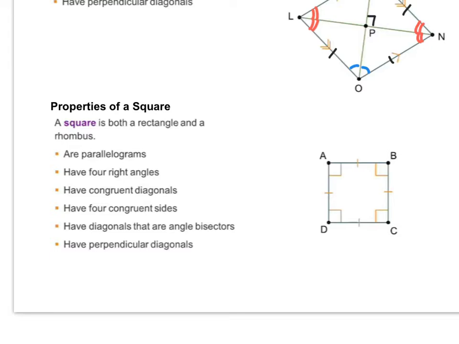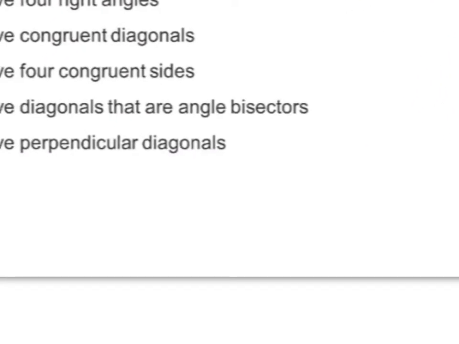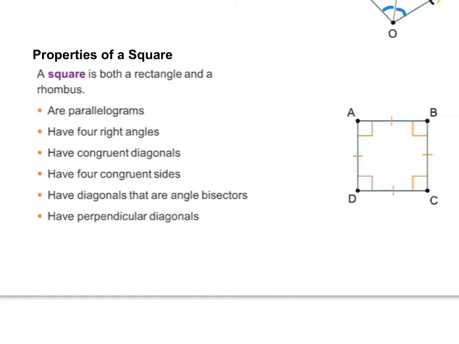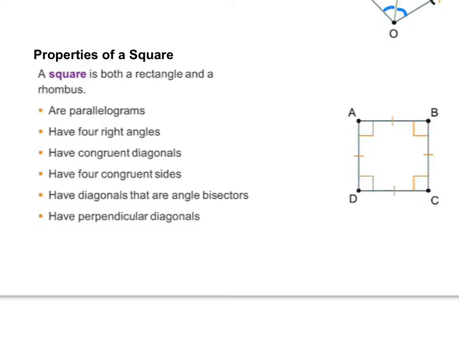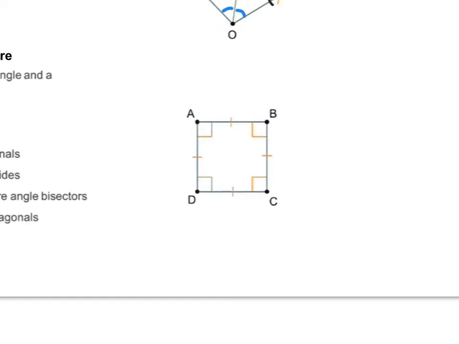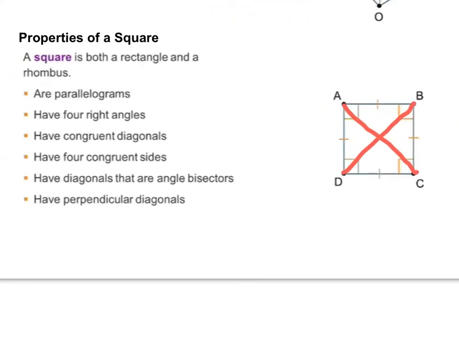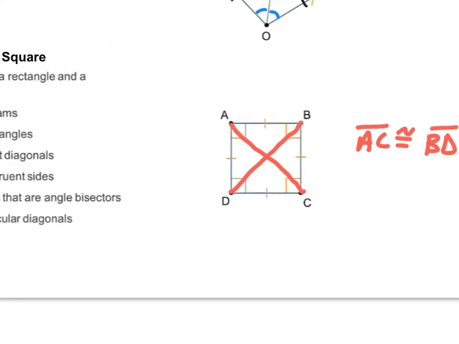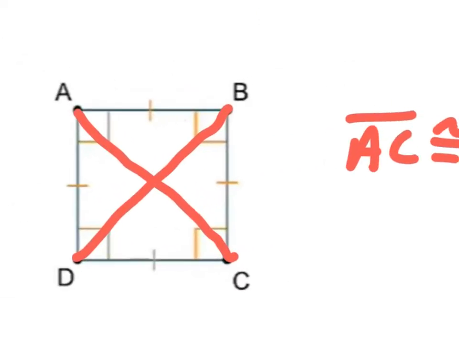Okay, a square is a combination of both a rectangle and a rhombus, okay? We know that a square is a parallelogram. All four angles are right angles, okay? They have congruent diagonals. So let me draw in some diagonals here as well. Okay, so we would know that AC is congruent to BD, as well. And the diagonals are also angle bisectors, okay, and they actually create 45-degree angles.